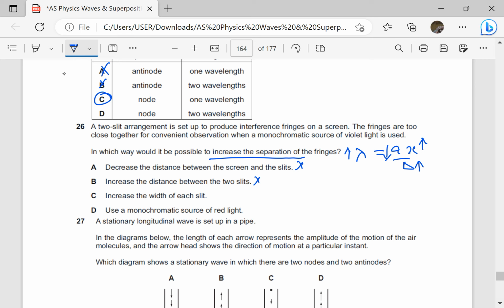Increasing the width just increases the intensity. Use a monochromatic source of red light. So here we had used violet. Red has a longer wavelength. So the wavelength of red is greater than the wavelength of violet. If we increase the wavelength, X increases. So the answer is going to be D.